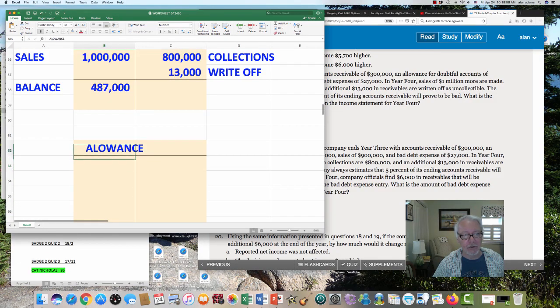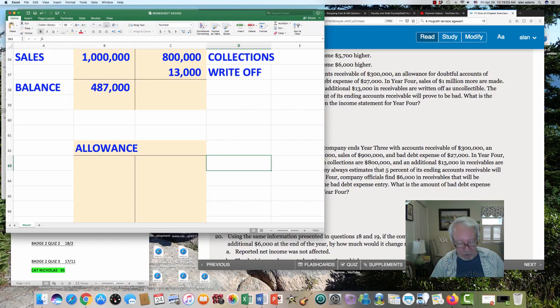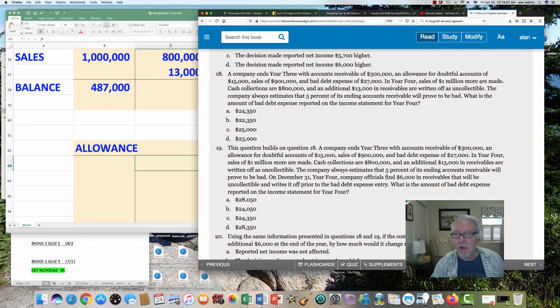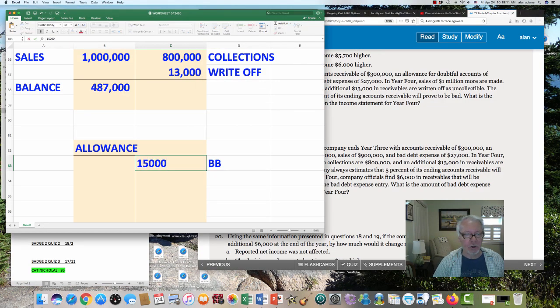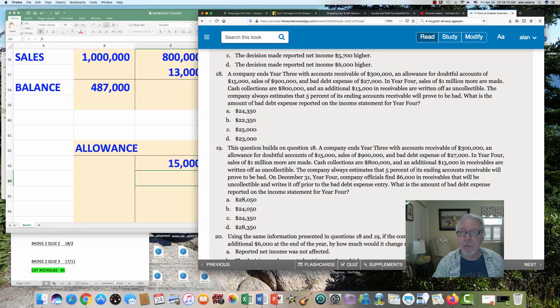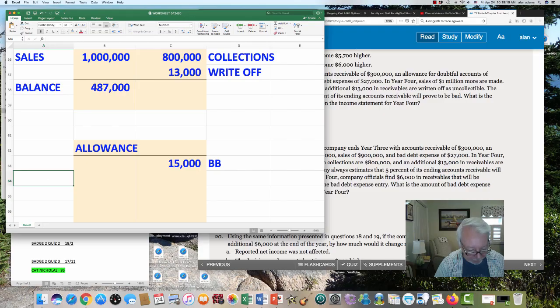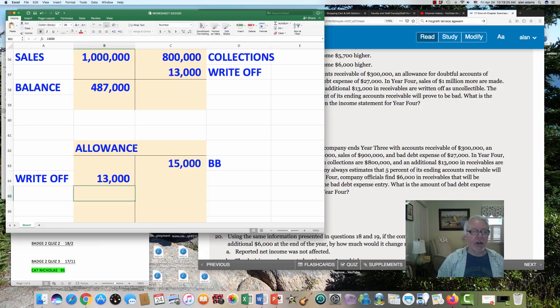Let's see what happens to the allowance. Let me even spell it properly for you. Okay, we started with the beginning balance in the allowance of 15,000. It's a credit now. Make sure you don't show that as a debit. Okay. We have not recorded any expense yet, but we are going to write some stuff off. We already know that. We wrote off 13,000. This was the other side of the entry.